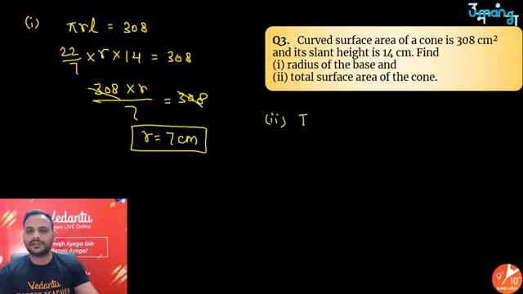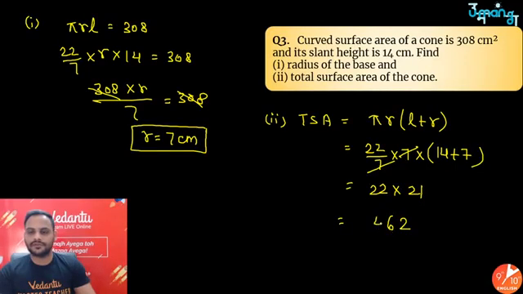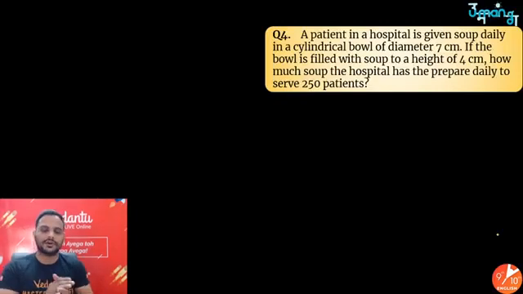Second thing, TSA. TSA for a cone is what? Pi r into L plus r. So pi into r into L plus r. This got cancelled. You have got 22 into 21, which is 462 centimeter square. 462 centimeter square will be your correct answer. How easy it is. Very easy topic. Only thing you need to understand is what formula should be used.